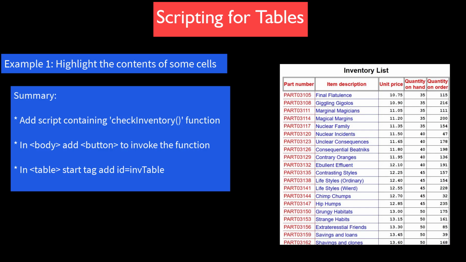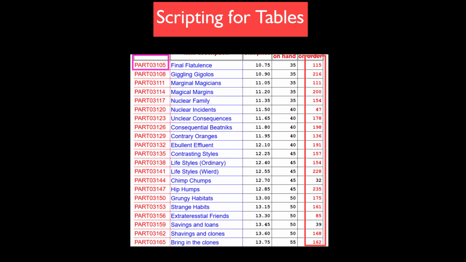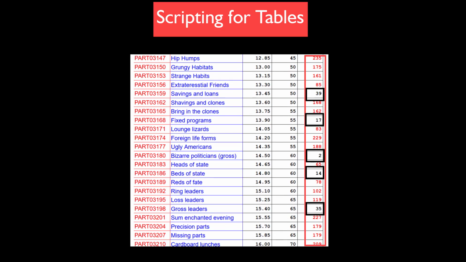To summarize, to make this work, we add a script element containing the checkInventory function, and in the body we add a button to invoke the function, and in the table start tag we have to add id equals invTable. And here's a very short video demonstrating this working. So here's our table as it displays in its page, and there's the button we added that will invoke checkInventory. And when I go check that, you'll see in the right hand column most of the cells are red. There's one that's not, there's another, so it has caught items that are low in inventory.